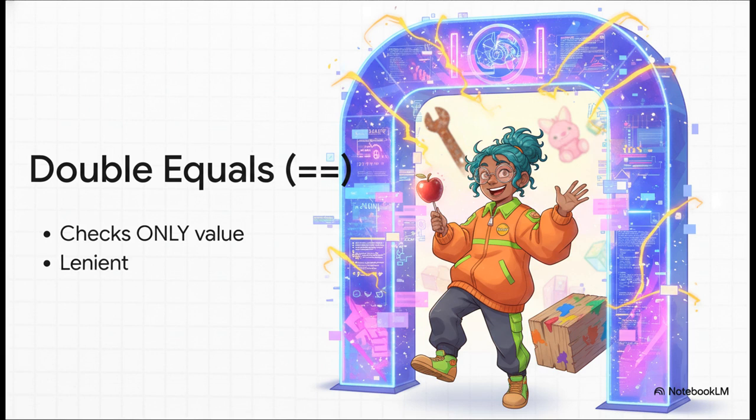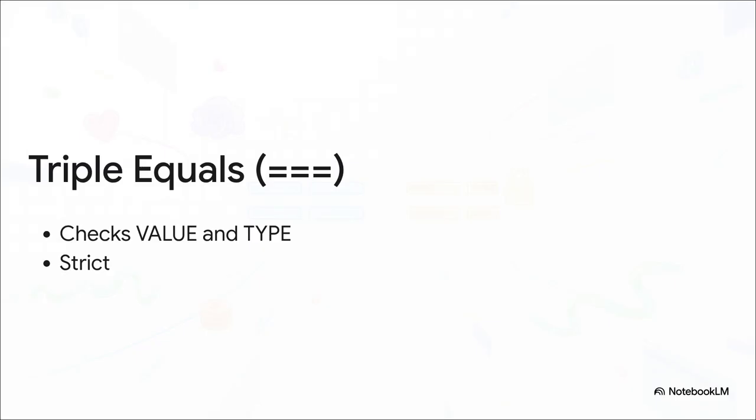But in complex code, this helpful behavior creates massive, unpredictable logical errors called silent failures. These are bugs that don't crash your app right away, but silently corrupt your data behind the scenes. Yikes. Now contrast that with the triple equals.